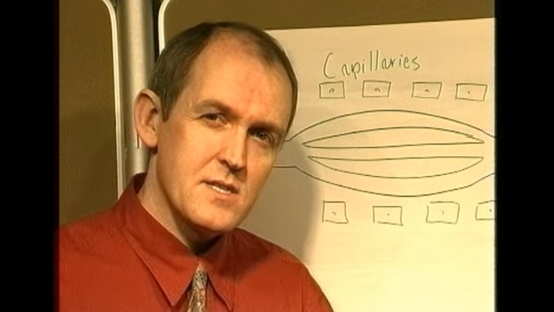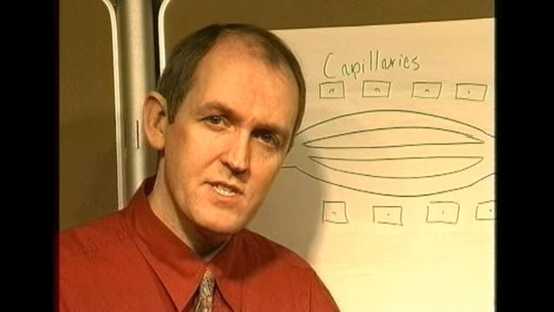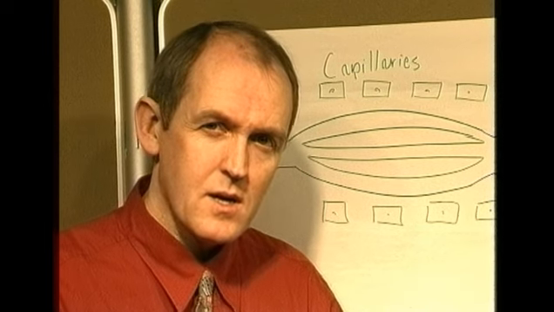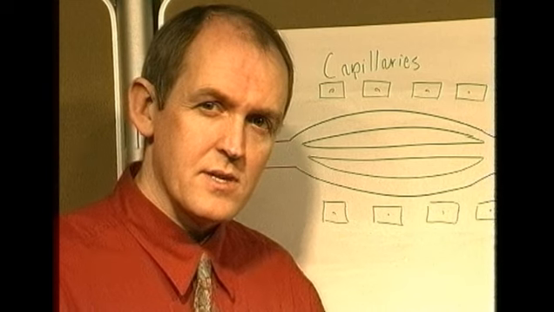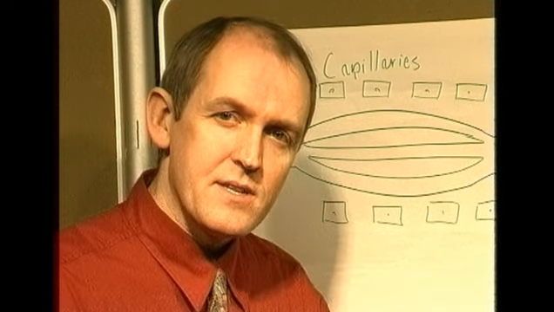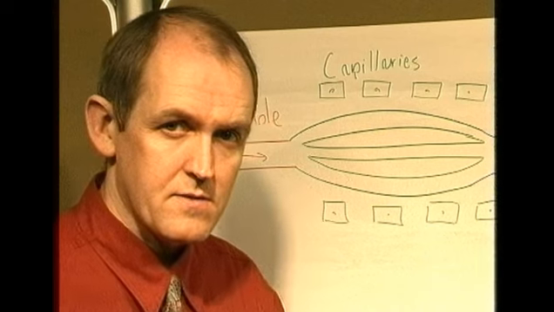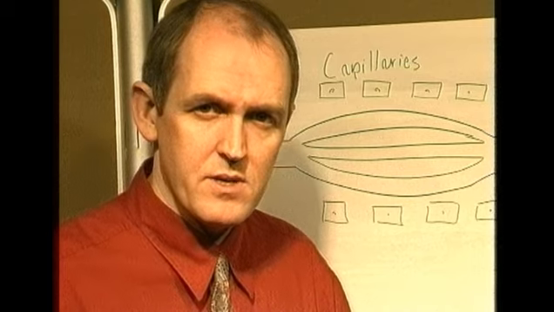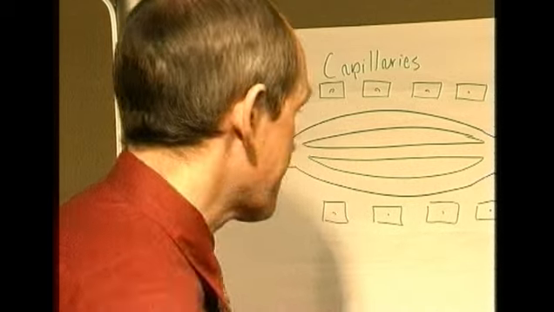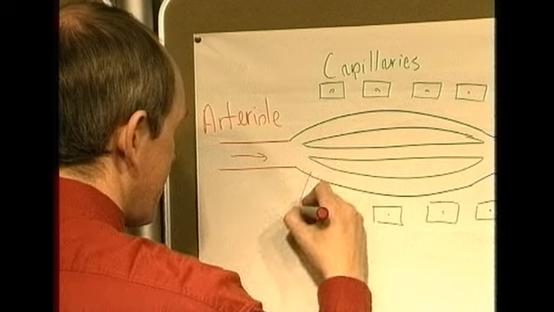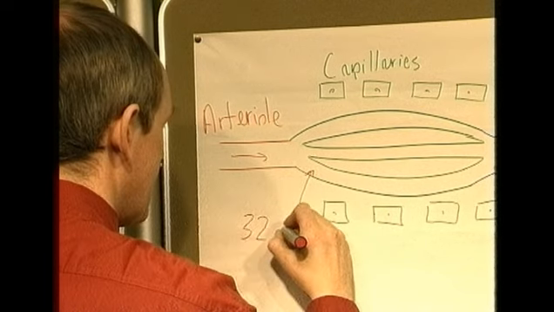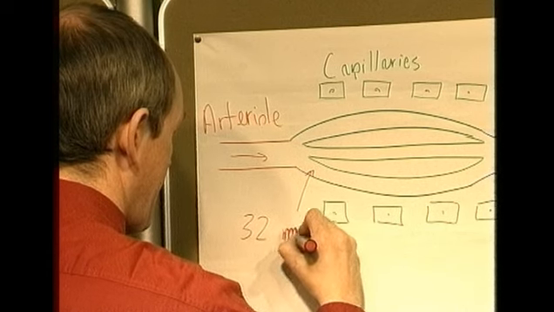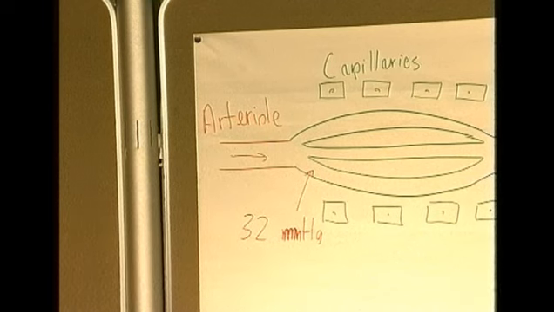So that means this pressure drop between the arteries and the veins partly occurs as the blood goes through the capillaries. So the blood at the arterial end of the capillary is at greater pressure than the blood at the venous end of the capillary, and this is very significant. So the blood at the arterial end of the capillary has a pressure of approximately 32 millimeters of mercury.